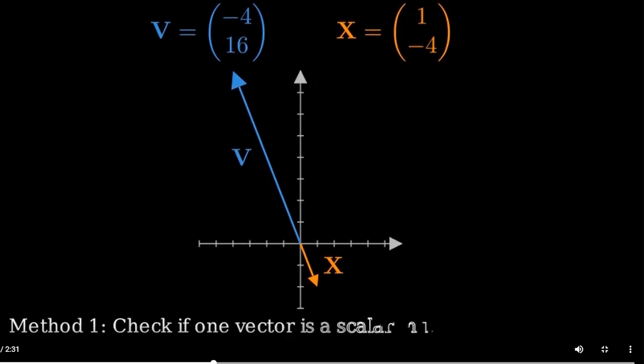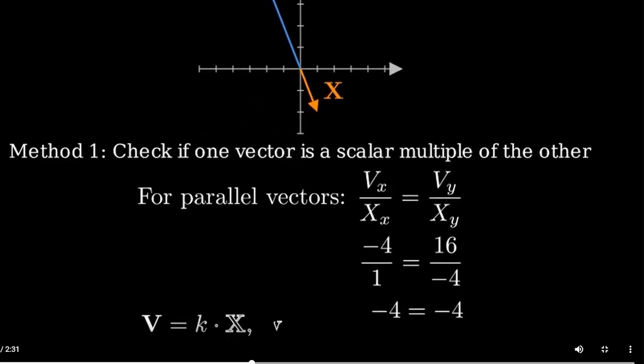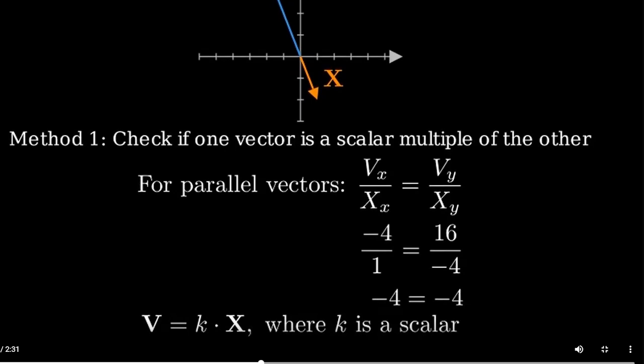The first method to check if two vectors are in the same direction is to determine if one is a positive scalar multiple of the other. For vectors to be parallel, the ratios of their components must be equal. Let's calculate the scalar directly.